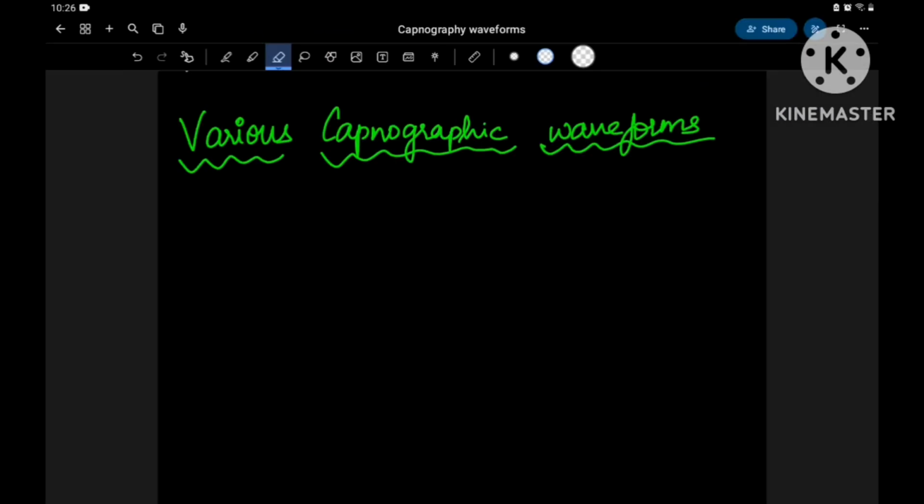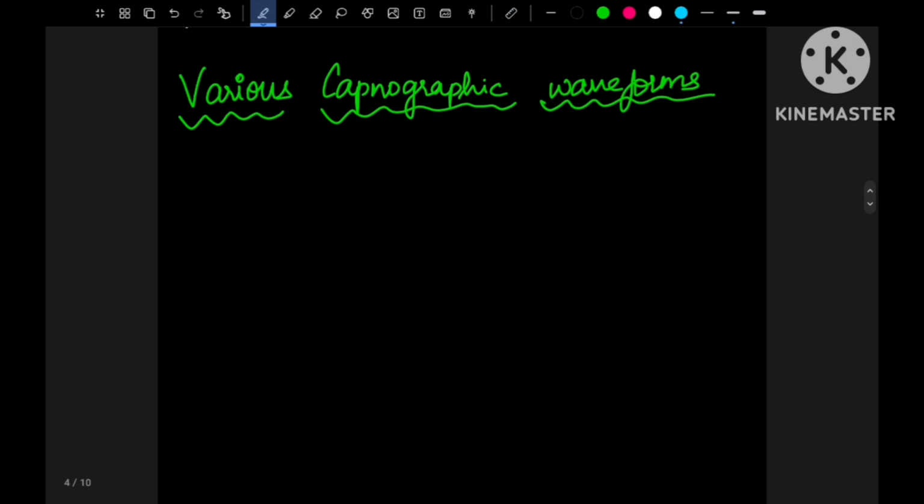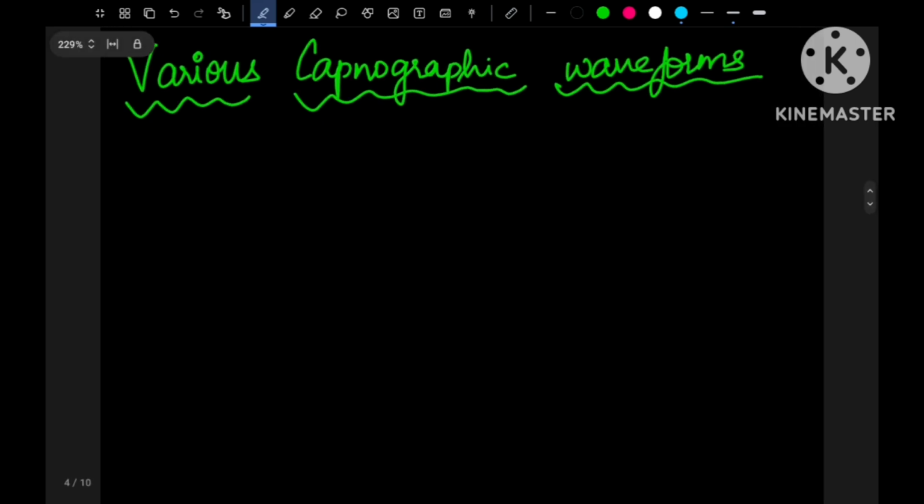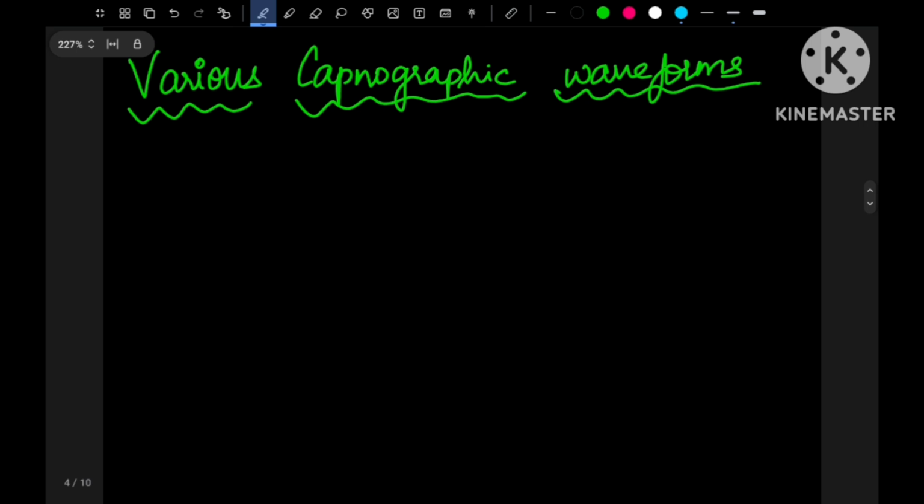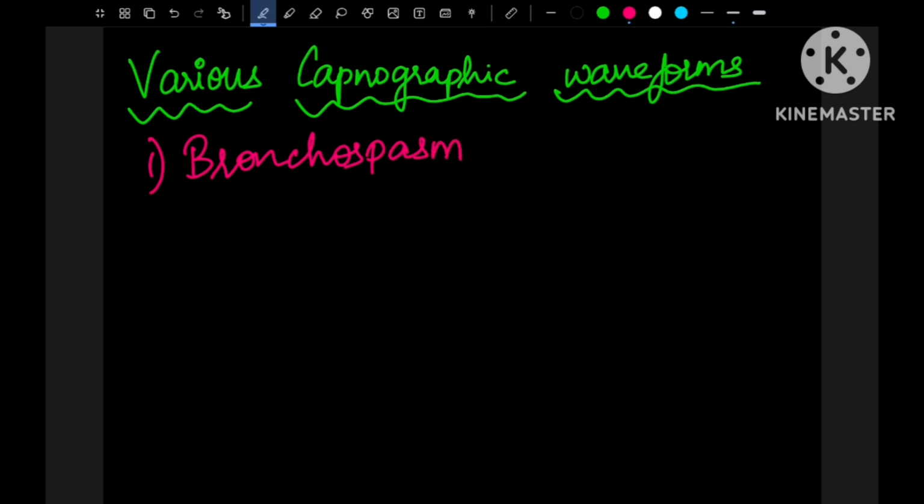Hello guys, so let's discuss the various capnographic waveforms. We'll just draw the important capnographic waveforms, and it will be easier for us to understand. I'll just explain briefly so that we can remember each and every diagram and its significance, right? So let's draw it. First, we are going to see bronchospasm. Let's just draw the diagram.